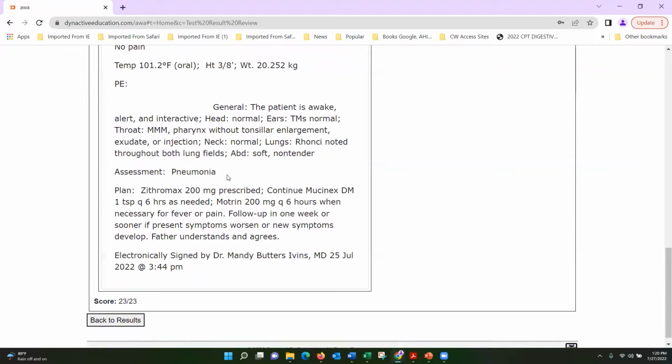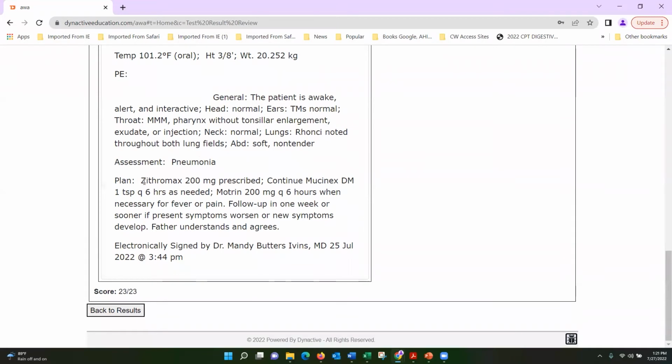I have an assessment of pneumonia. In the lungs, he noted rhonchi throughout both lung fields. He's going to give this child Zithromax, 200 milligrams. Continue the Mucinex, Motrin as needed every 6 hours for his fever. And he tells the dad to follow up in a week or sooner if the symptoms get worse.